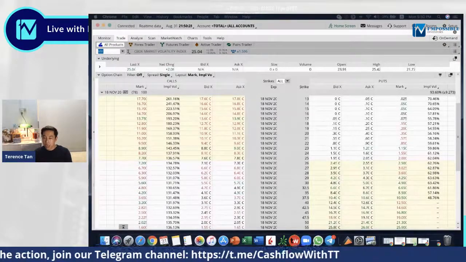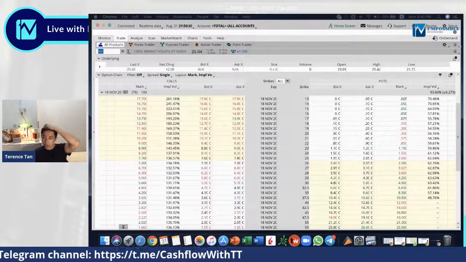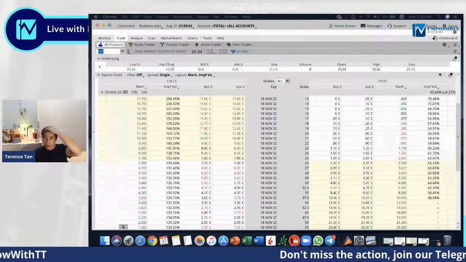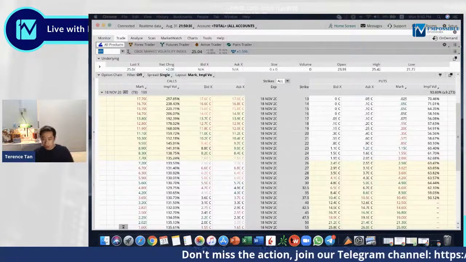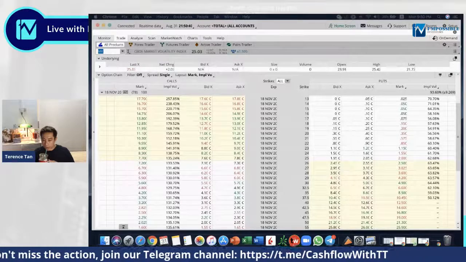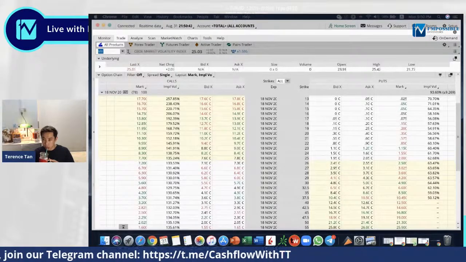I'm not going to be too fussy over here, because I do want to add it to my portfolio, so I'll just get it done for 1.10. The rest of you can actually wait to get it filled at 1.15 over here. It's not a major issue.